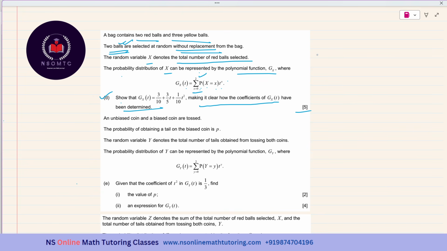Okay. So let us first of all construct the probability distribution table of x. Okay. So small x, it can be 0, it can be 1, it can be 2.